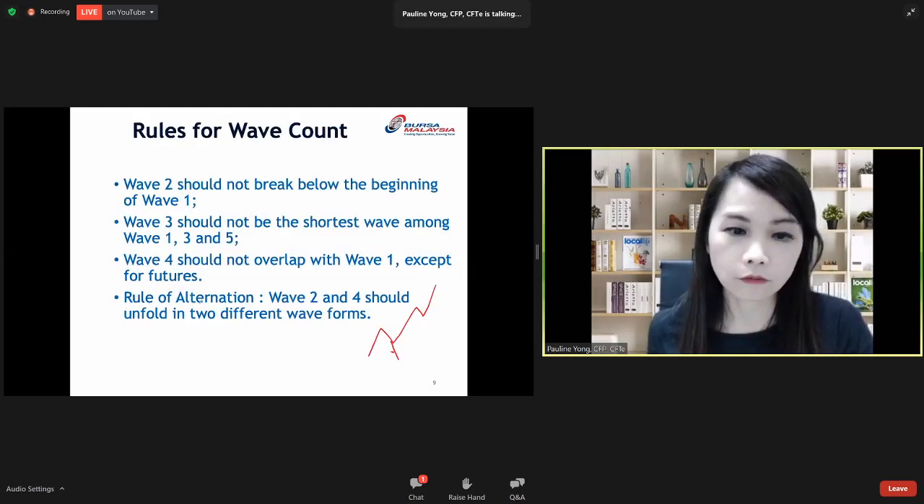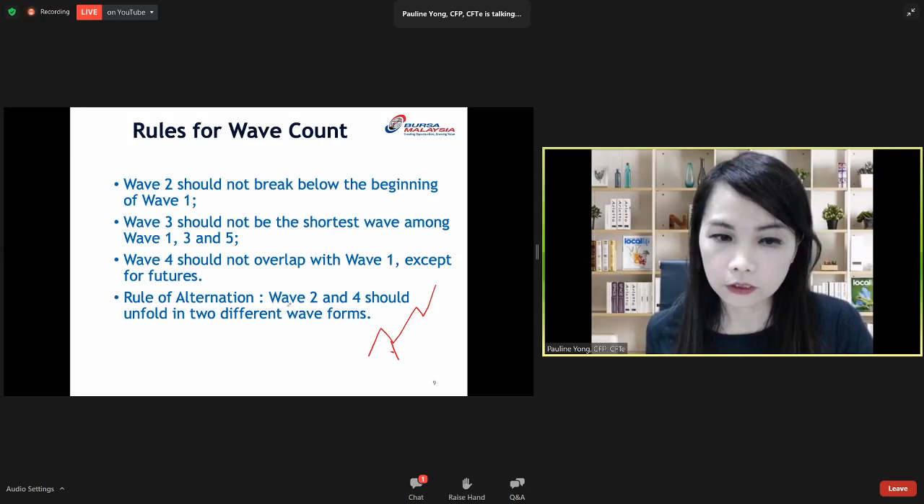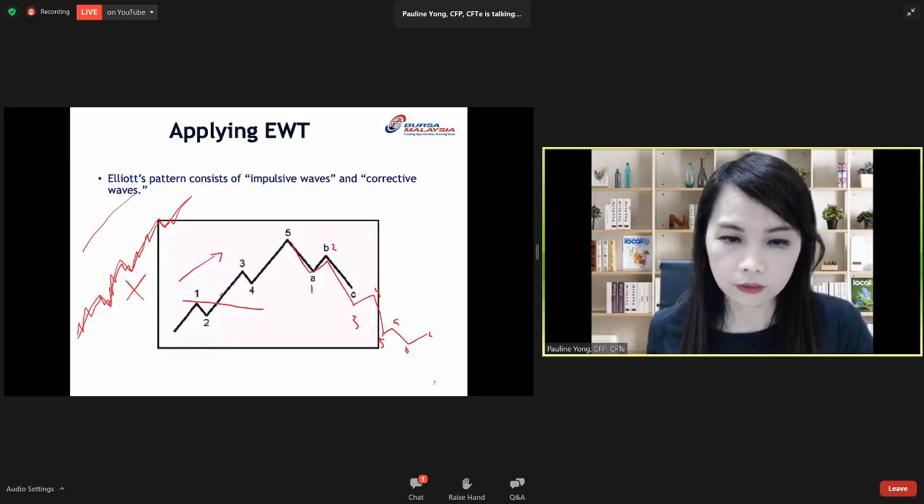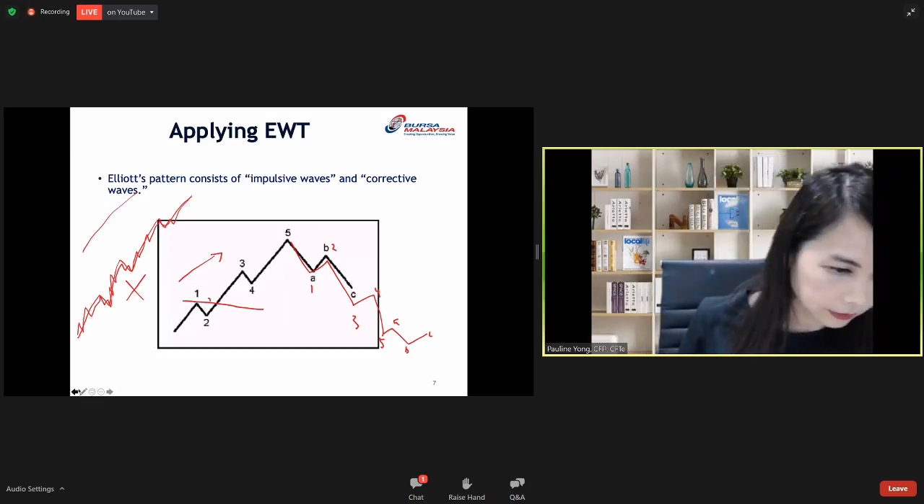So then the rule of alternation. This is another important rule, but in practice I don't look at it too strictly. I look at the other rules very strictly, but not the rule of alternation, because sometimes you can see it, sometimes you don't, but it's fine. The rule of alternation says wave 2 and wave 4 should not unfold in two different waveforms. That means you are looking at this retracement. Let me erase this thing.